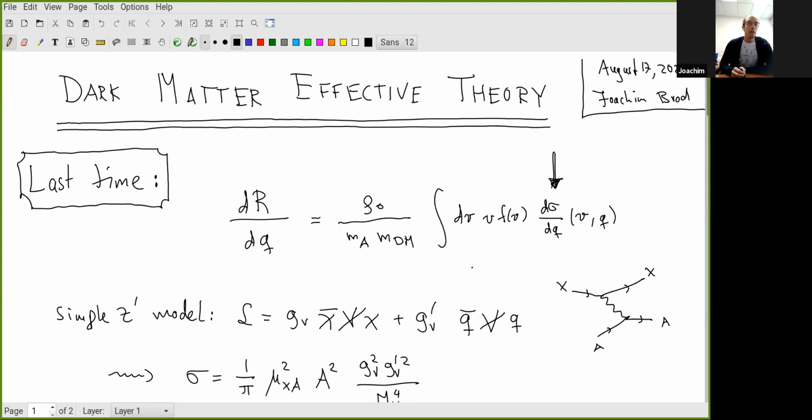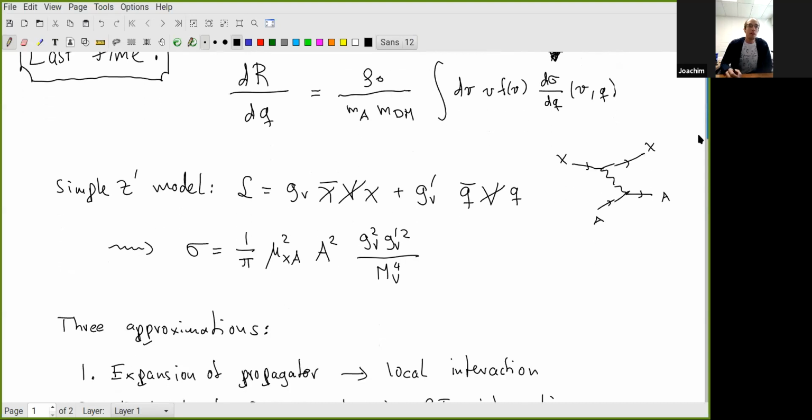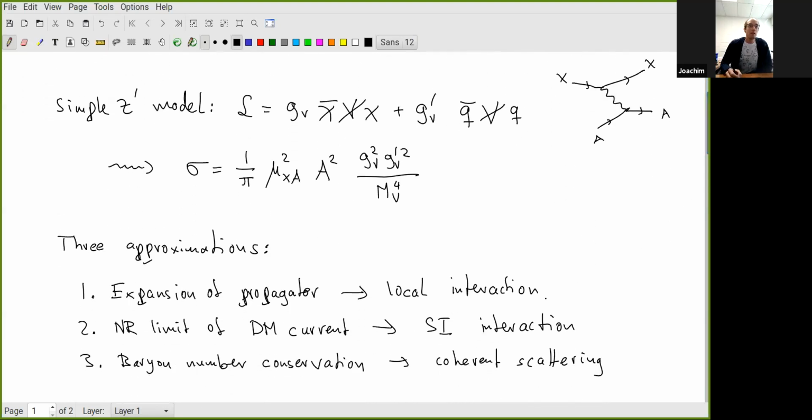What we started with last time is a very simple model, just a Z-prime model, so an exchange of a heavy vector particle, with a simple Lagrangian, and then we just naively started calculating to see where the problems lie and how far we can get. And we saw that we can actually calculate the cross-section. I've written the cross-section here, that's the result. In order to arrive at this result, we made essentially three approximations.